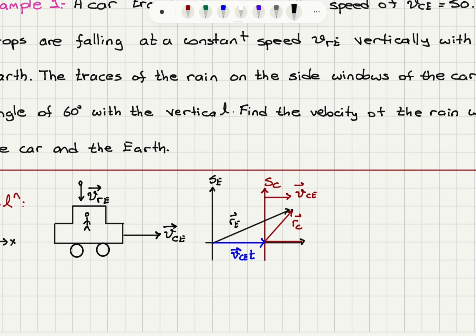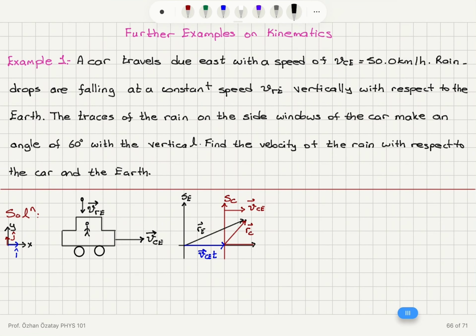So if you pick a point, then we report the position of this point with respect to the car and with respect to the Earth. You can see from this diagram that the position of the point with respect to the Earth reference frame, RE, is the position reported by an observer in the car reference frame plus VCE times t. t is the time that has elapsed from t equals 0 to time t. The car reference frame has moved a distance VCE times t.